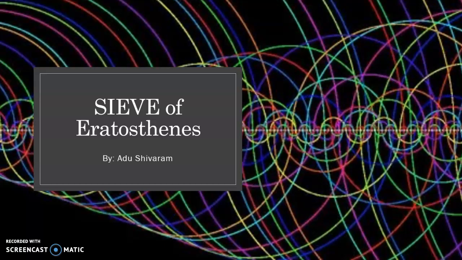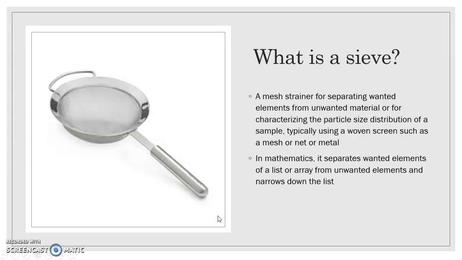Today we will be talking about the Sieve of Eratosthenes by me. What is a sieve? It is a mesh strainer for separating wanted elements from unwanted material or for characterizing the particle size distribution of a sample, typically using a woven screen such as a mesh or net or metal. In mathematics, it separates wanted elements of a list or array from unwanted elements and narrows down the list.